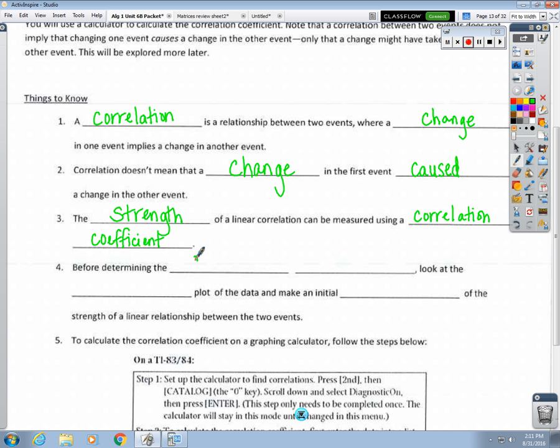Before determining this correlation coefficient, you look at the scatter plot and make an initial assessment of the strength of a linear relationship between the events. Okay, once you've written down that last word, you can flip to page 13.